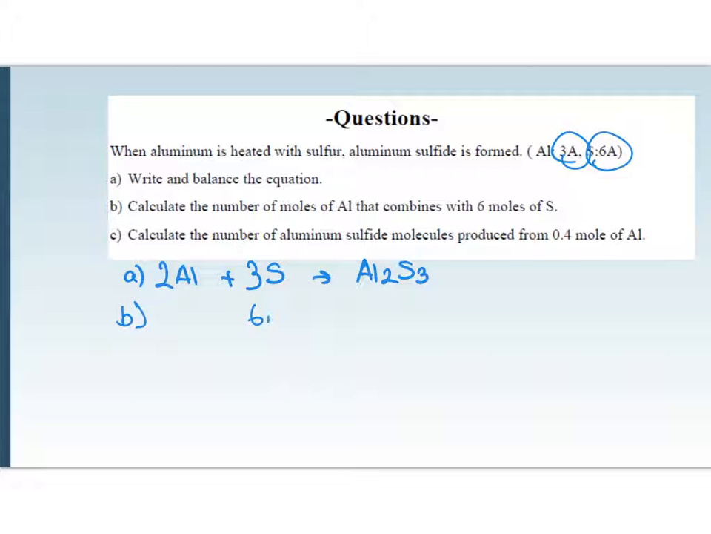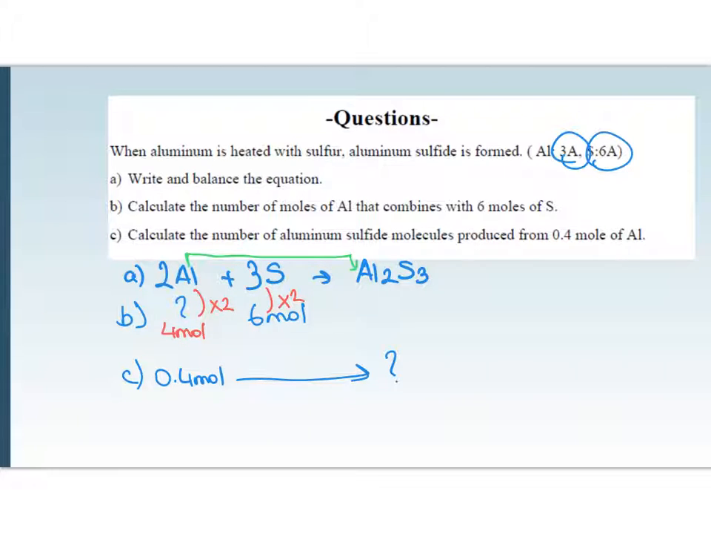If I have 6 moles of sulfur, how many moles of aluminium do I need? This is again a direct ratio. If this is doubled, this should be doubled also. So the answer will be 4 moles. And C, if 0.4 mole of aluminium is used, then how many moles of aluminium sulfide is produced? Again, the direct ratio. You can look at it as from aluminium to aluminium sulfide, there's half. So you can take half of this value and find the answer as 0.2 mole of aluminium sulfide.